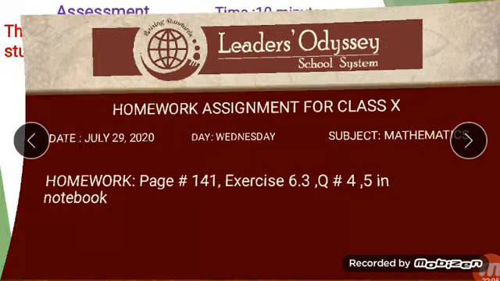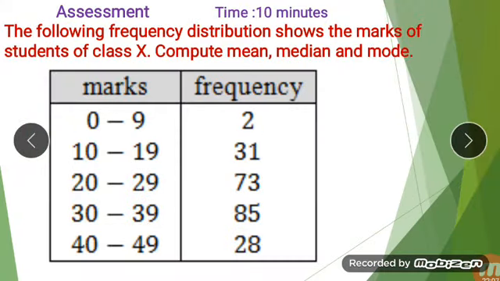One thing more, here is your assessment. You have to compute mean, median, and mode. The following frequency distribution shows the marks of the students. So you have to calculate mean, median, and mode for this.